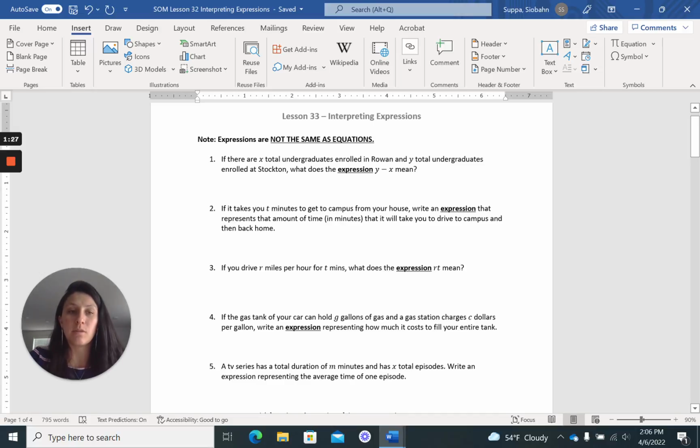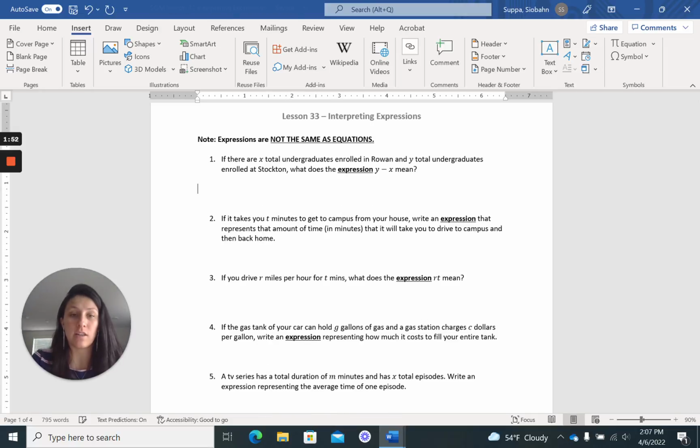So let's look at number one. This says if there are X total undergraduates enrolled at Rowan and Y total undergraduates enrolled at Stockton, what does the expression Y minus X mean? Again, this is an expression because there's no equal sign. So this is a term sitting by itself. It doesn't equal anything, but it does represent something. So what does that represent?